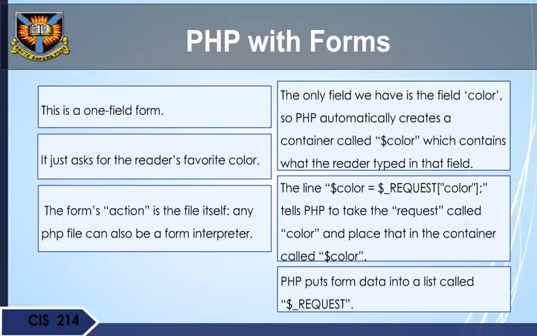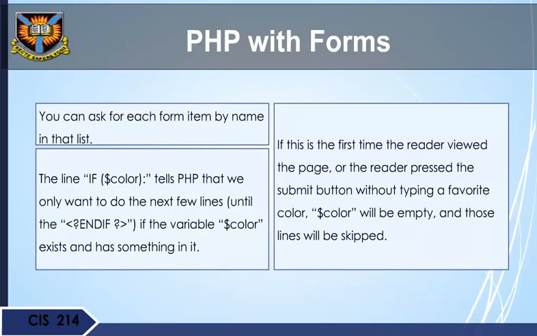The only field we have is the field color, so PHP automatically creates a container called color, which contains what the reader typed in that field. The line $color = $_REQUEST['color'] tells PHP to take the request called color and place that in the container called $color. PHP puts form data into a list called $_REQUEST. You can ask for each form item by name in that list.